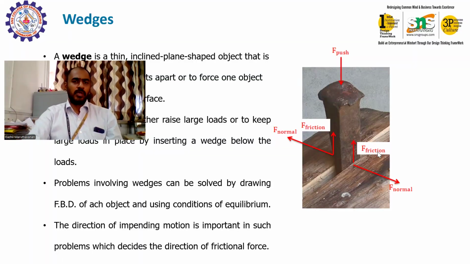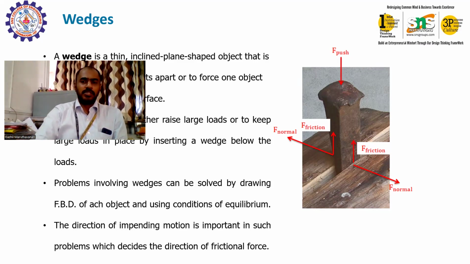Good afternoon. Today we're going to see the concepts of wedge friction. A wedge is a thin, inclined-plane-shaped object which is used to split an object into two parts or to lift an object in the upward direction.